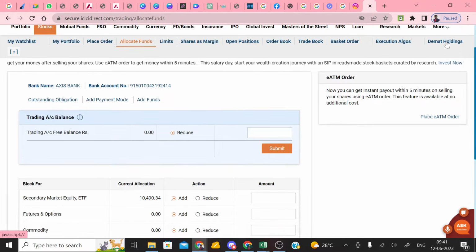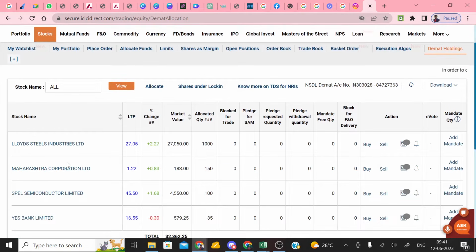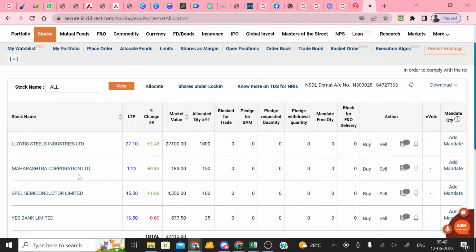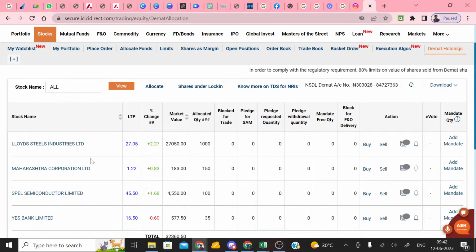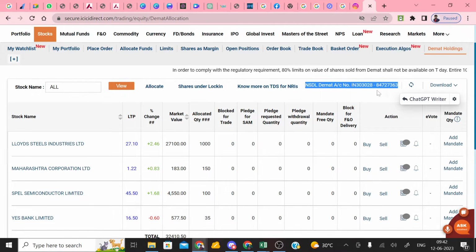And here we talked about the demat holding. So Lords, Maharashtra Corporation, SPL Semiconductor and S Bank Limited. These are the securities I'm holding in my demat account. Here you can see the demat account details. All these securities are linked to this demat account, and the ICICI broker is providing the safekeeping services for my securities.